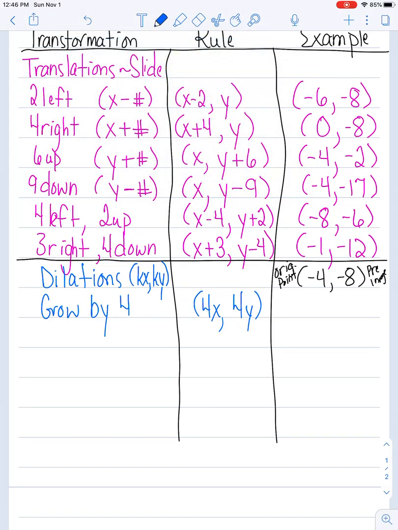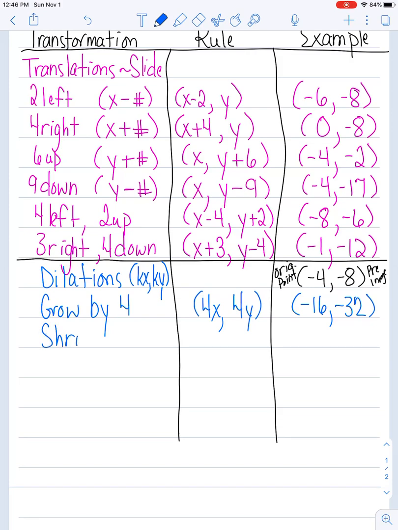So let's do a growth by 4. So I do negative 4 times 4 is negative 16, and negative 8 times 4 is negative 32. That's my image point. It has grown by 4.